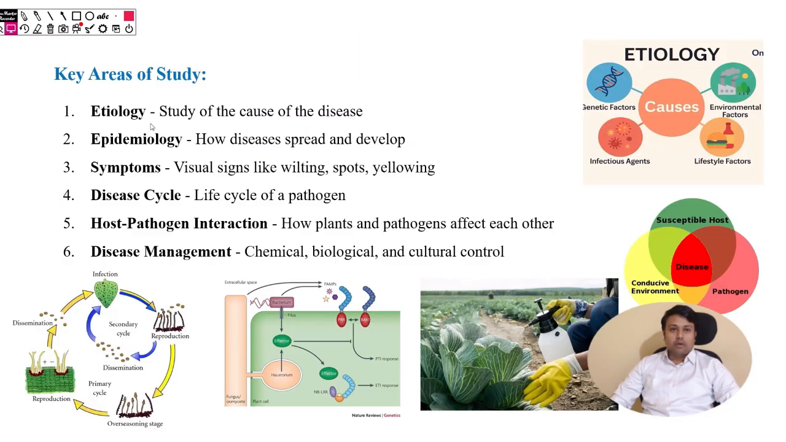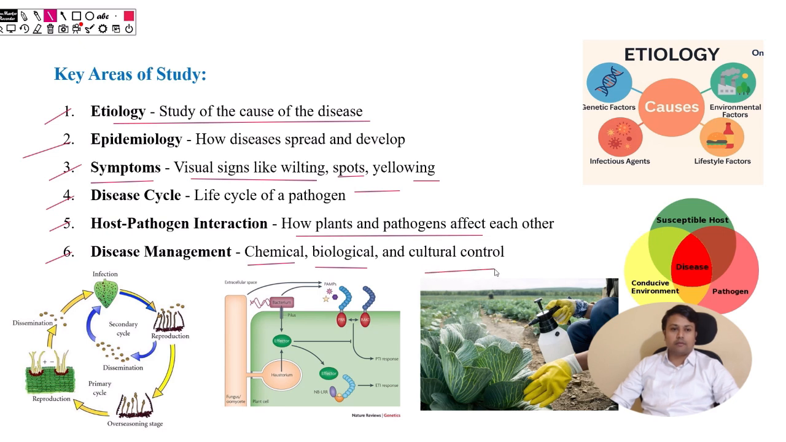And what are we studying in plant pathology? Key areas of study include etiology, the study of cause of the disease. Epidemiology is how disease spreads and develops. Symptoms, we will study symptoms also in this course: visual signs like wilting, spots, yellowing, etc. And how the disease spreads, the disease cycle, and how the pathogen interacts with the host plants. Finally, disease management through chemicals, biological control agents, and resistant varieties.